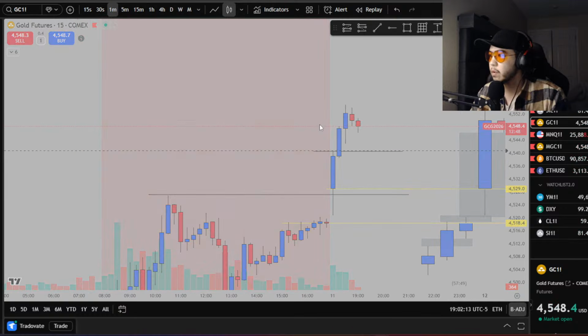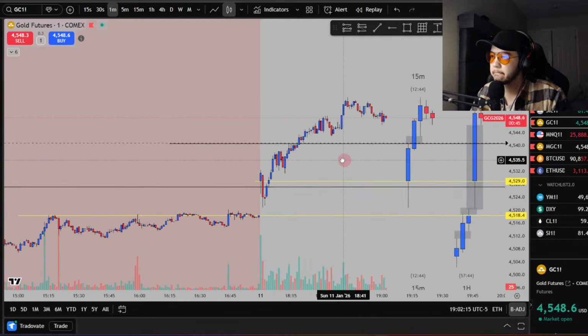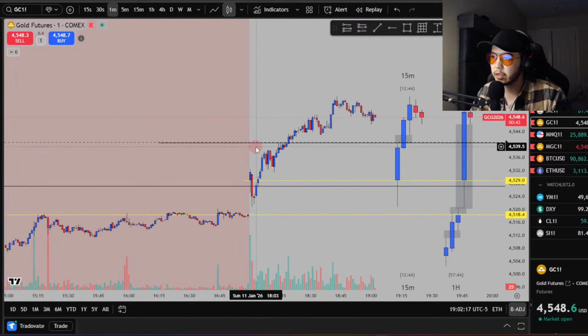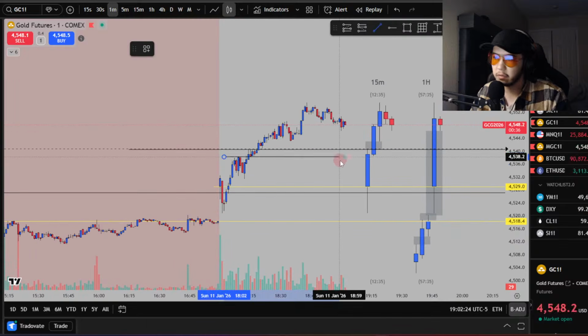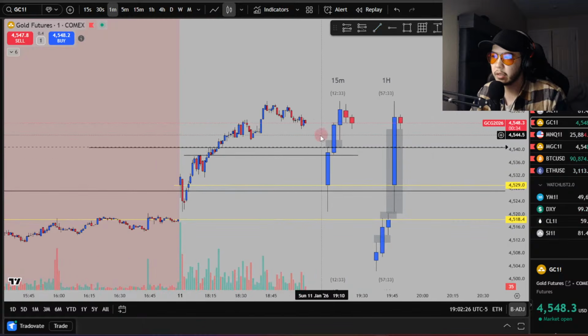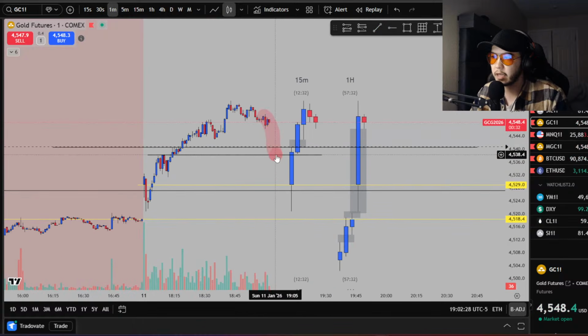And then I go to the 1 minute. Like what's the most recent break of swing on the 1 minute? Around here. So I would be interested in it if the price comes down here, and then we go for a buy.